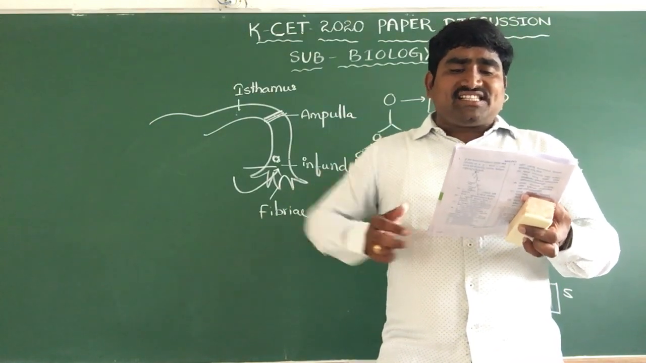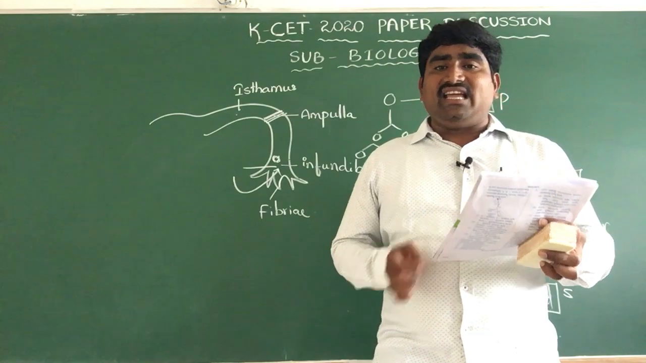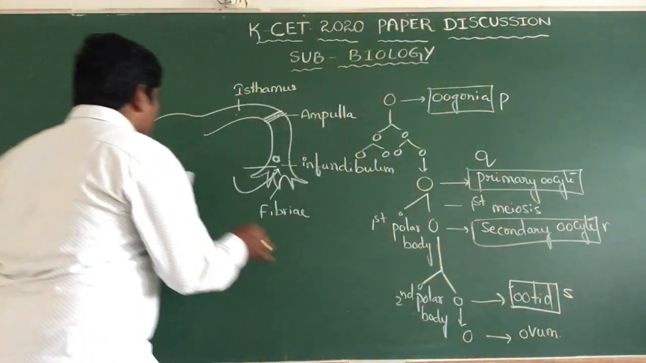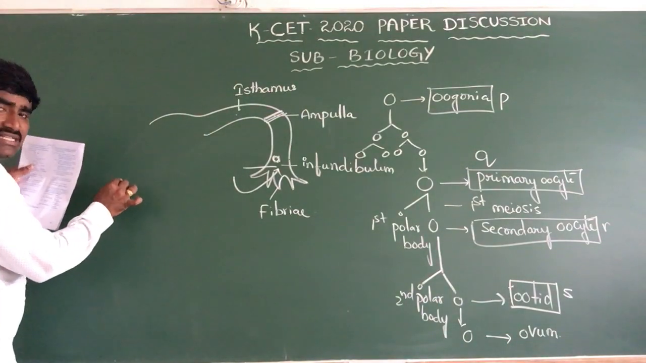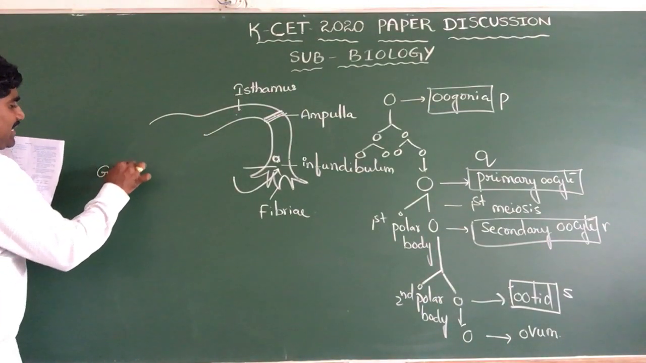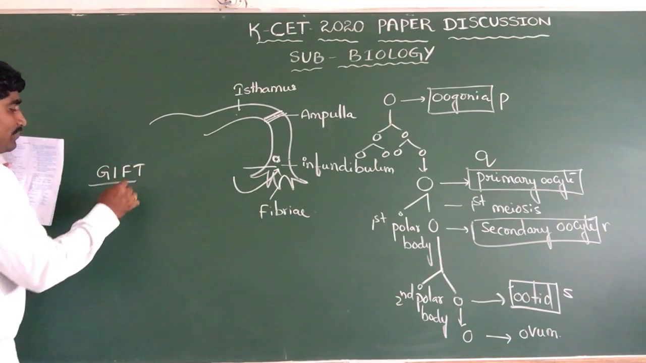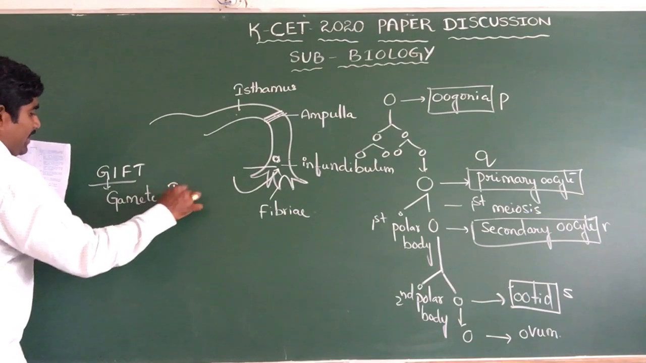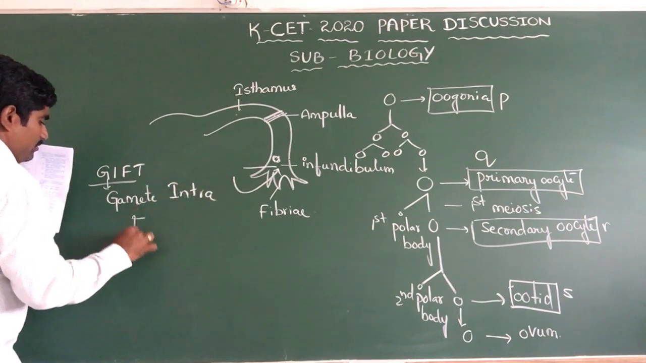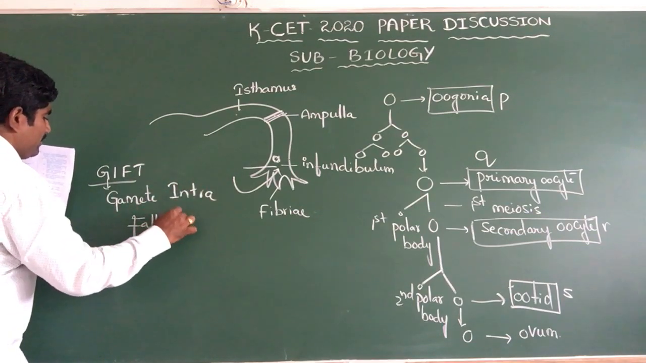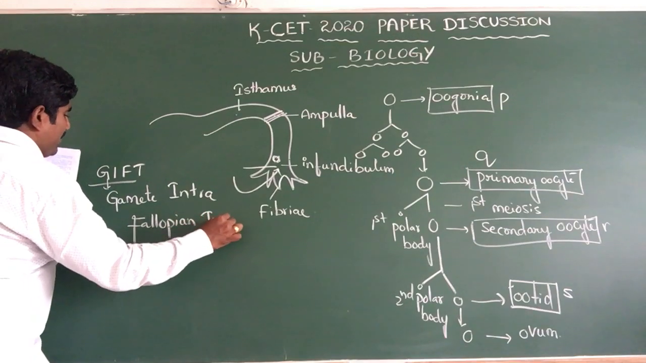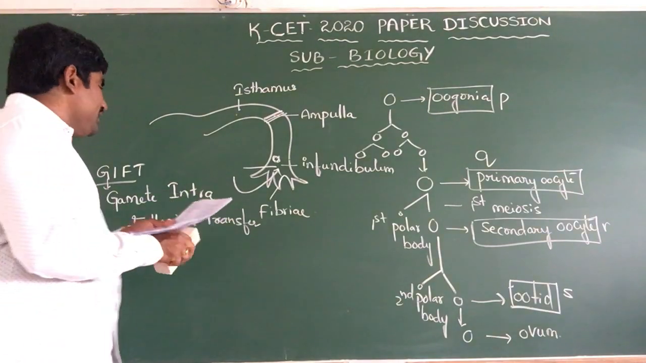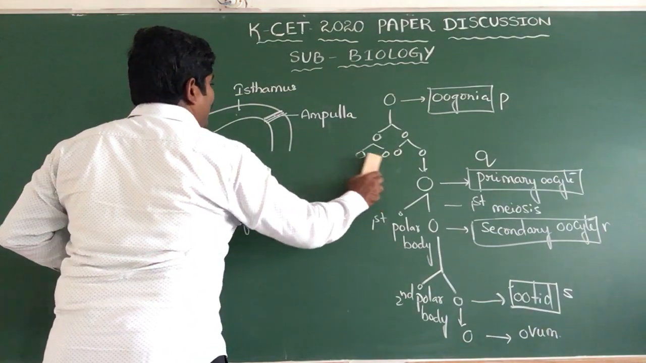Next, choose the correct statement regarding GIFT. The full form of GIFT is gamete intrafallopian transfer, that is, gamete intrafallopian tube transfer.